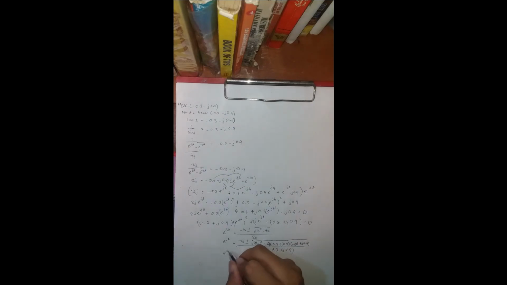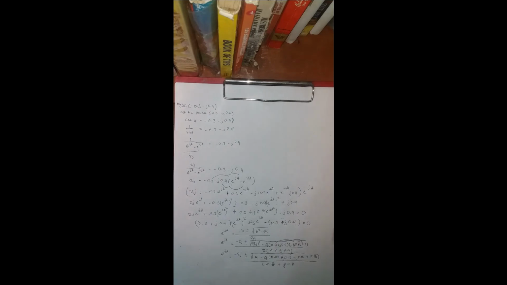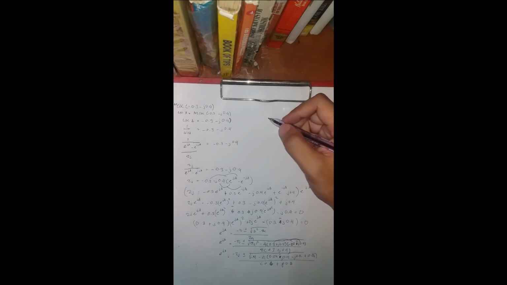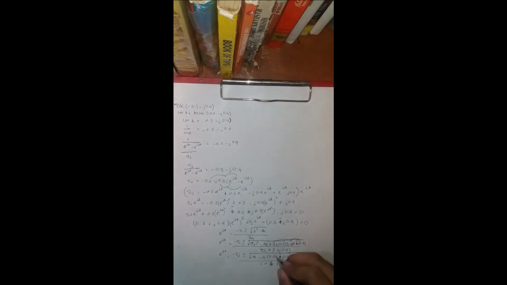So we have e raised to ja equal to 2j plus minus square root of this. So we have negative 4, because j squared is just negative 1. Then we have here, so let's start here. Let's take the 4 out. So you have 0.3 times negative 0.3. So I'll just move it right here on the top. Then you simplify inside of the square root.